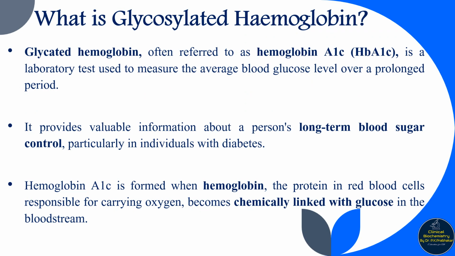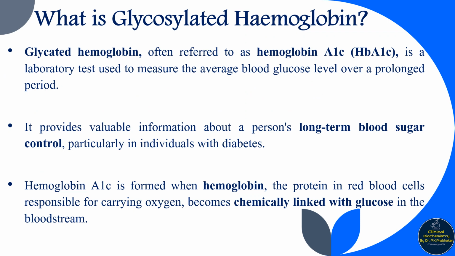So what is glycosylated hemoglobin? We commonly call it hemoglobin A1c, or HbA1c. It is a common laboratory test which measures the average blood sugar level over 3 to 4 months, roughly 120 days. It gives us valuable information about the long-term blood sugar level of a person. Long-term means roughly 3 to 4 months. Why 3 to 4 months? We will see that later on.